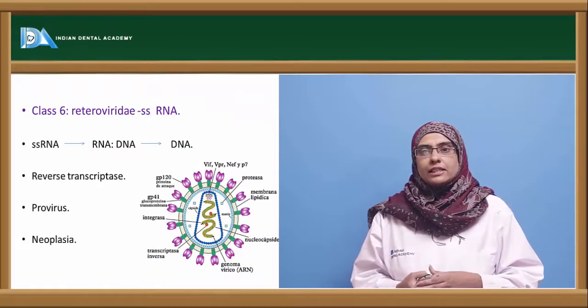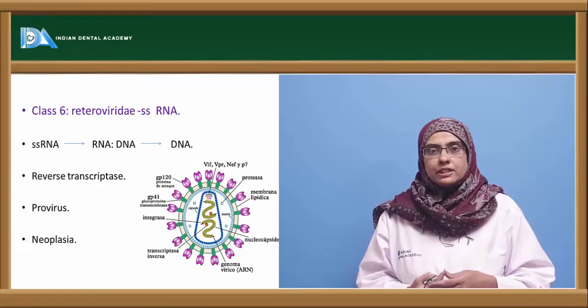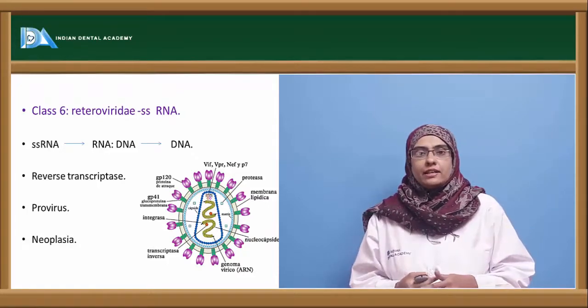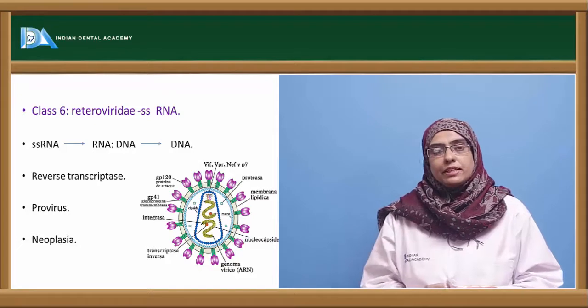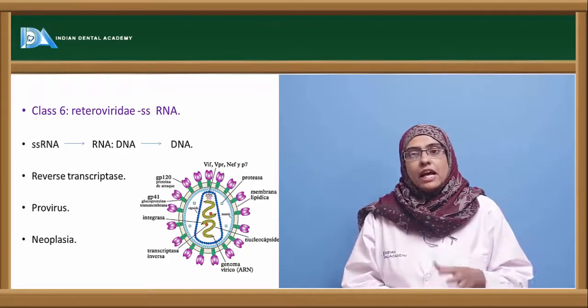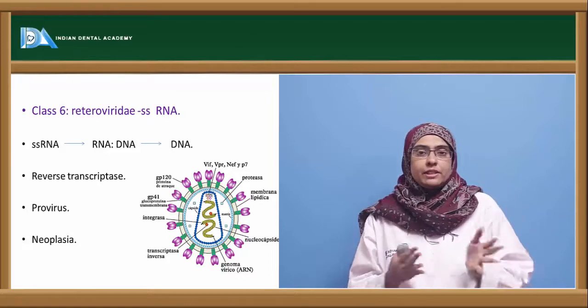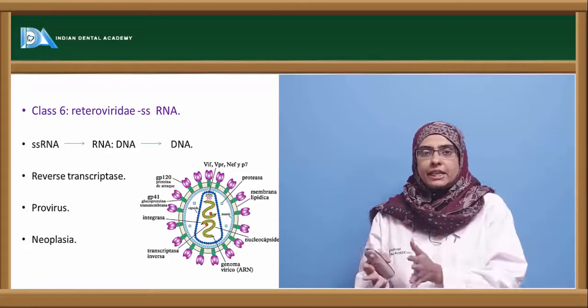Coming to class 6, that is Retroviridae, which is the most important group of microorganisms having single-stranded RNA. The best example that we can discuss over here is the HIV virus, and here the single-stranded RNA enters into the host nucleus and gets converted to the RNA-DNA hybrid.